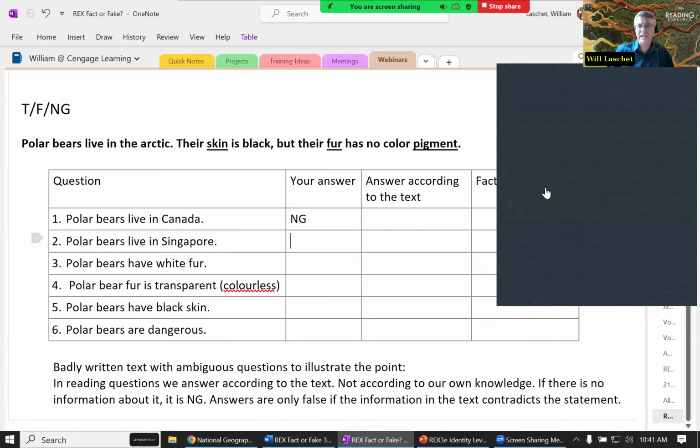Okay, question number two. To help me here, when you type in your answer, can you put number two and then T, F, or NG so I know which question we're doing? So number two, polar bears live in Singapore. So what's the answer? Two, false.